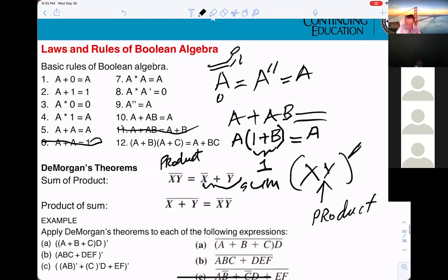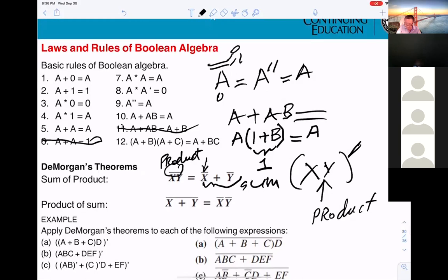Now, how? First thing, you want to remove that bar right here. Then X comes up to be not X here, and Y will be not Y here. The only difference here is this is the AND. Now they're converting to the OR. If you want to remove the bar over, if they are a product, you must change to the OR.